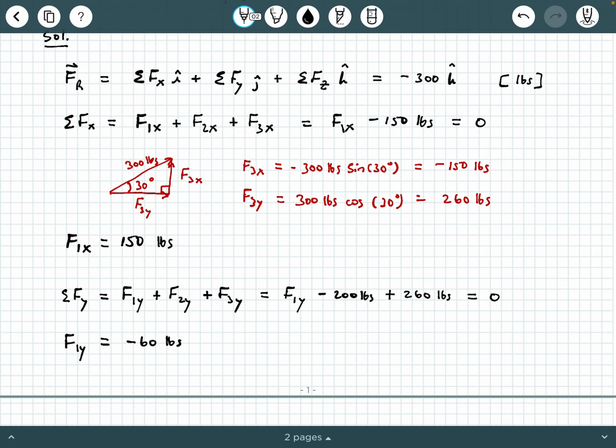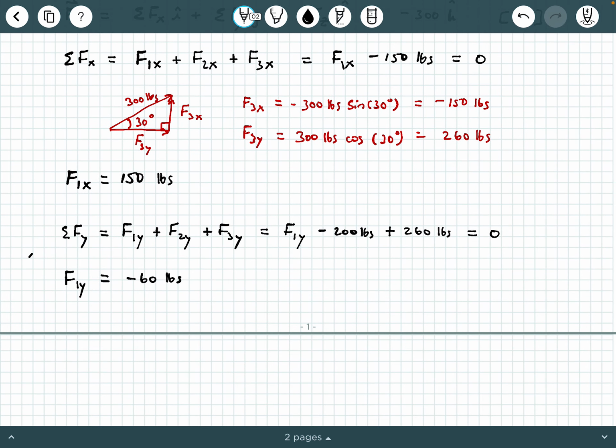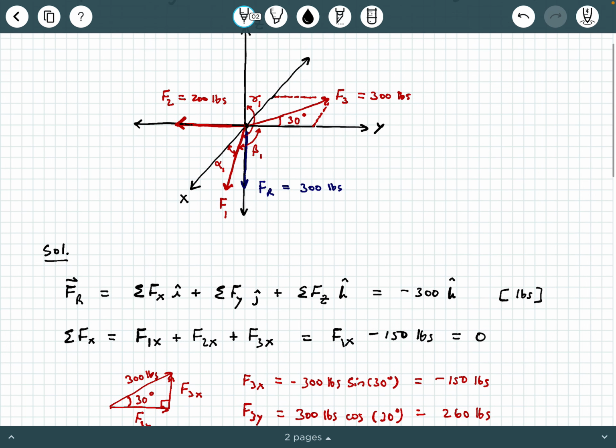Well, we'll follow the same pattern here. We're going to say the sum of the forces in the z direction equals F1z, that we're looking for, plus F2z plus F3z, okay? And so again, we're looking for F1z, so I'll rewrite that equals F1z. What are F2z and F3z? Well, look at this. F2 is purely along the y-axis, and F3 is only in the xy plane. Neither F2 nor F3 have a z component.